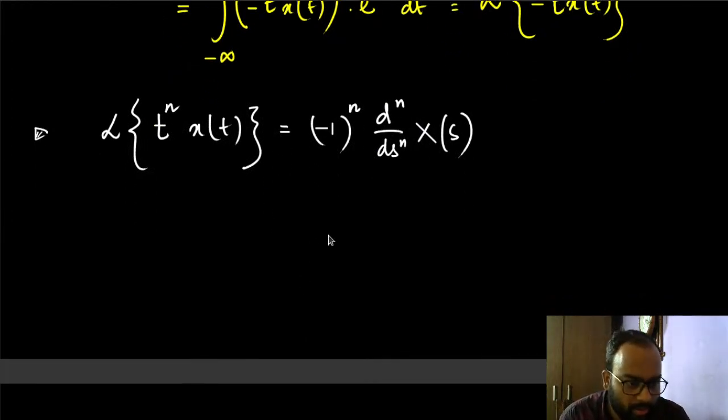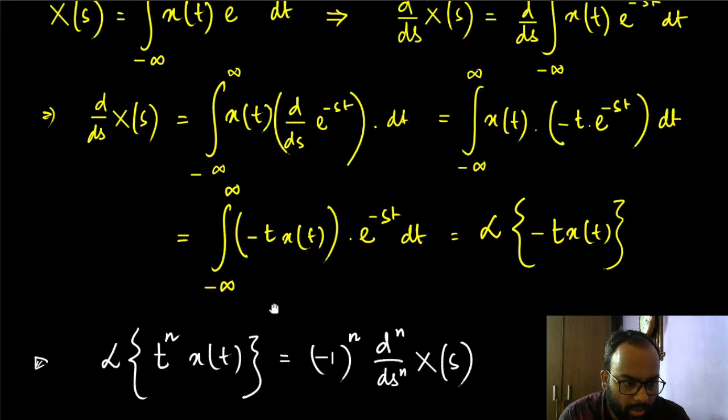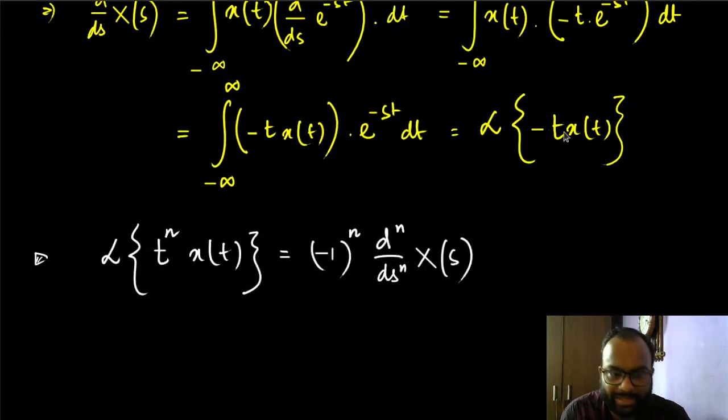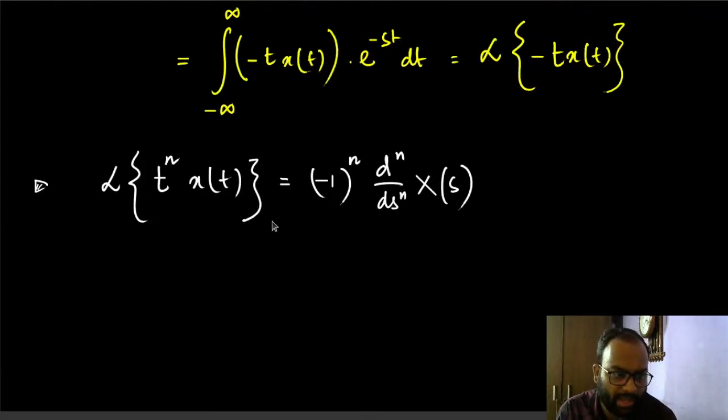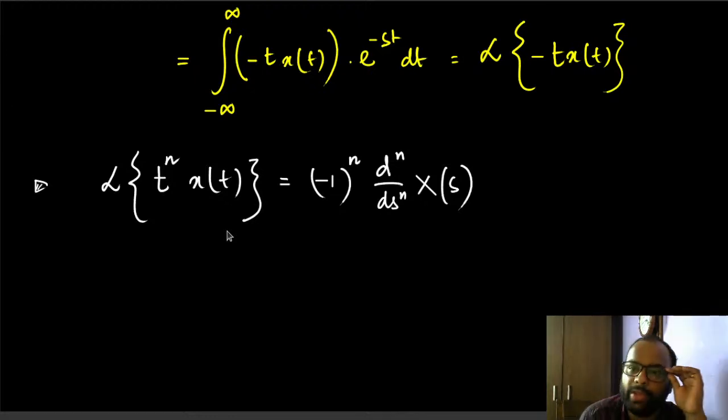All right. You can do a second derivative and see that this is going to be the Laplace transform of t square x(t). Third derivative would be the Laplace transform of minus t cube x(t), and so on and so forth. This is the proper corollary of that. So these are the properties of the Laplace transform that we actually use. Now, why do we need these properties? Because we can simplify our calculation much more easily with them.